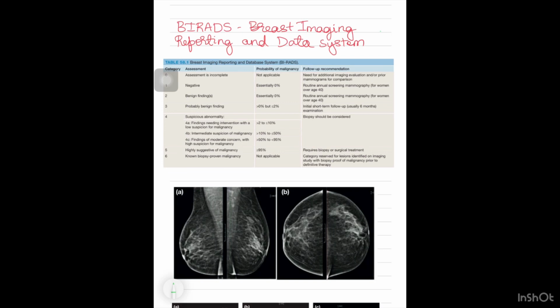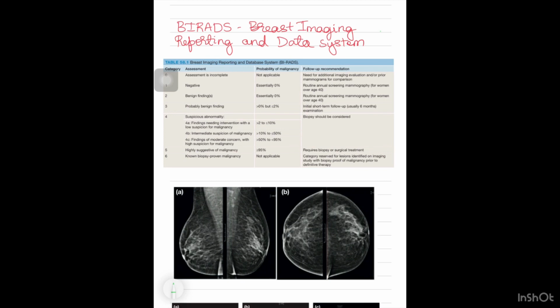2 is benign finding, so the malignancy risk is 0% and every year screening is sufficient. And 3 is probably benign, so the risk is just 0 to 2%. So it requires short term follow up, usually every 6 months. From 4 is suspicious abnormality. It is divided into 4A, 4B and 4C.